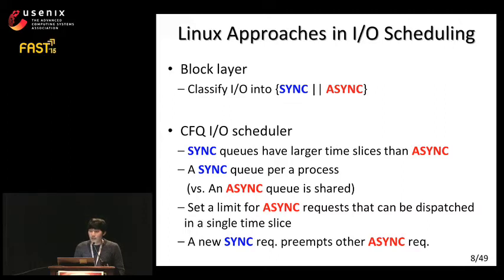The CFQ I/O scheduler maintains lots of internal queues and gives each queue a limited time slice. But sync queues get larger time slices than async queues, and most asynchronous I/O requests even have to share the smaller time slices. In addition, the CFQ I/O scheduler limits the number of asynchronous requests that can be dispatched depending on the situation. Above all, a newly inserted synchronous I/O can preempt other asynchronous requests. This has worked reasonably well until now, but is this ultimately enough? Our answer is no.